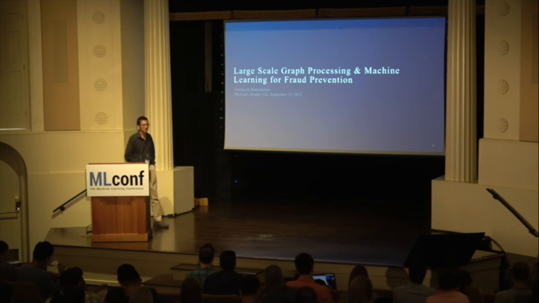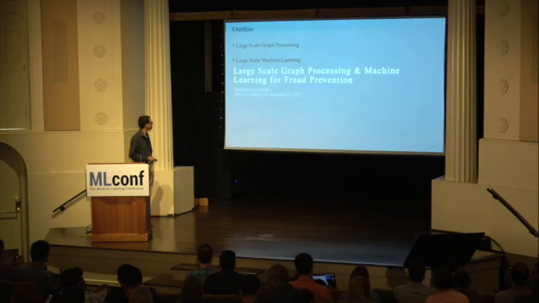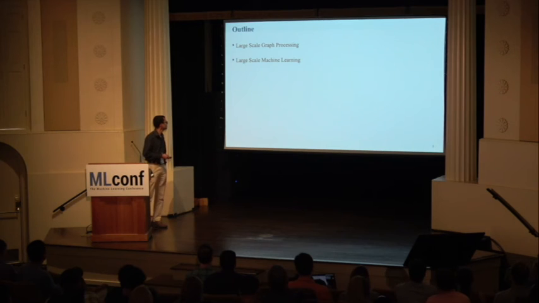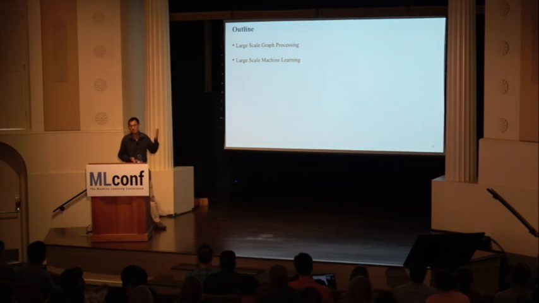So today, I'm going to be talking about large-scale graph processing and machine learning for fraud prevention. So essentially, two separate topics. I will talk about graph processing in the first part and how it feeds into our machine learning pipeline to build machine learning models.